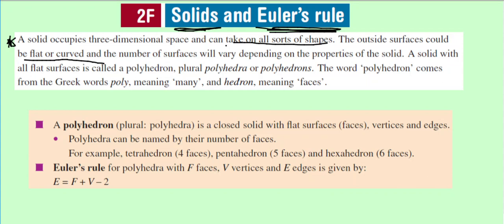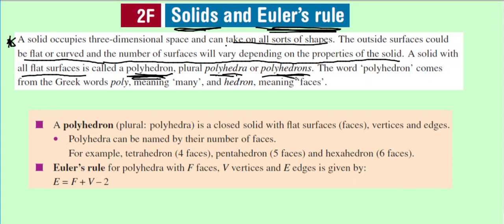So that's what solids can be, and we're going to look at a particular type of solid. They can be flat or curved, and the number of faces can vary depending on the properties of the solid. So the key bit: a solid with all flat surfaces is called a polyhedron, or polyhedra for short, or polyhedrons for plural, I suppose. They're the ones we're going to look at specifically, so we're going to spend a little bit more time on that.